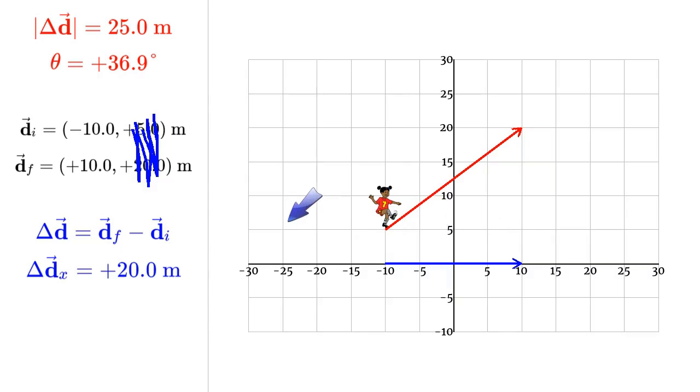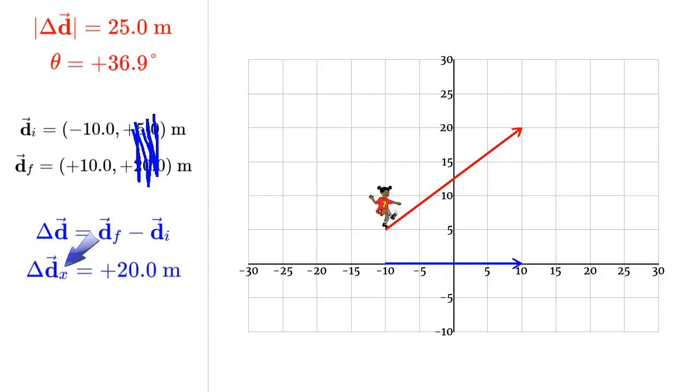So when we ignore the y motion and just look at the x motion, we call that the x component. And the symbol for that, we use the same symbol for displacement, which is delta d. We put a subscript x to indicate that we're looking just at the x part of the motion.